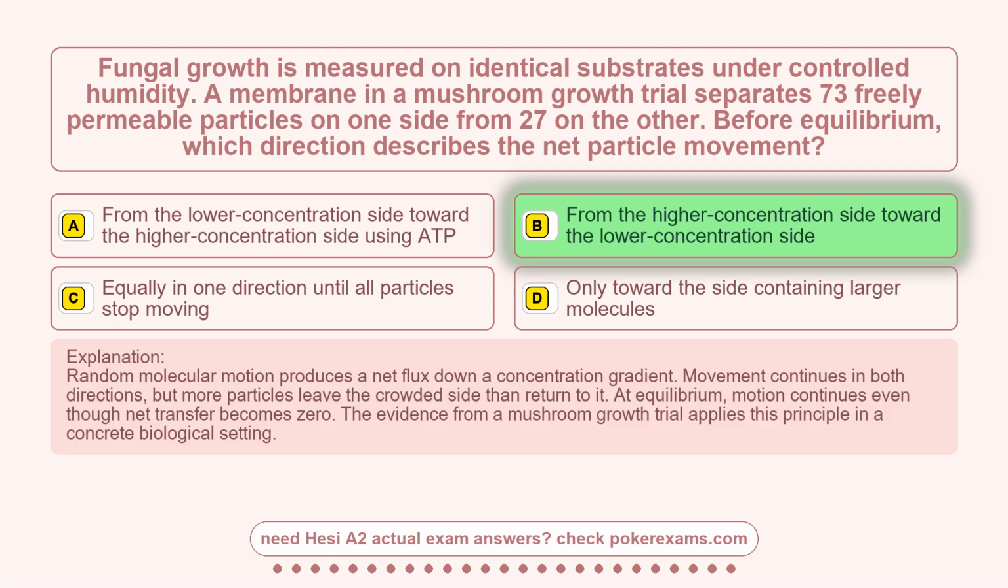Random molecular motion produces a net flux down a concentration gradient. Movement continues in both directions, but more particles leave the crowded side than return to it. At equilibrium, motion continues even though net transfer becomes zero. The evidence from a mushroom growth trial applies this principle in a concrete biological setting.